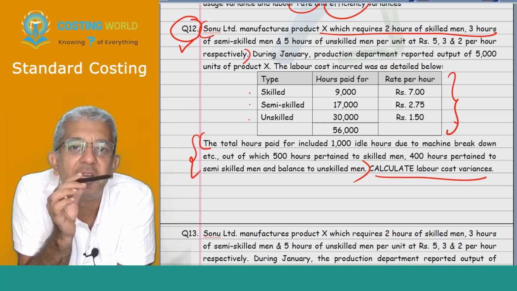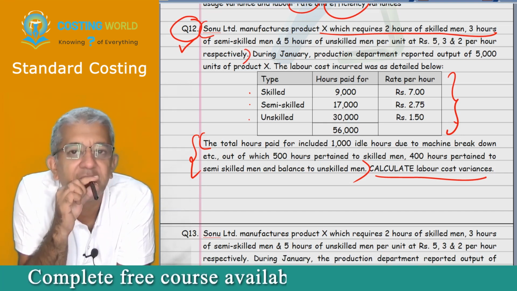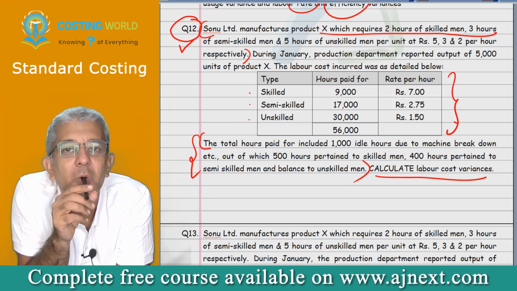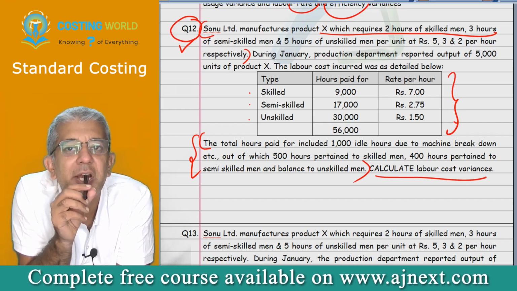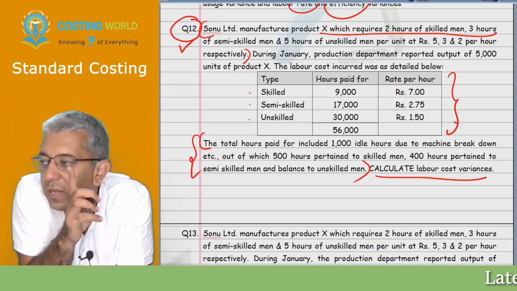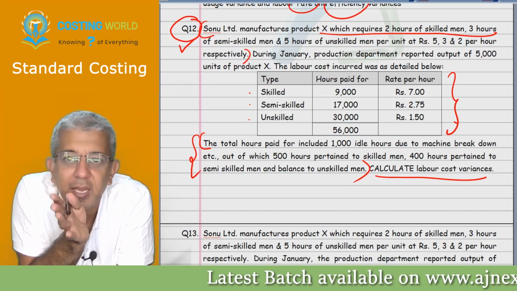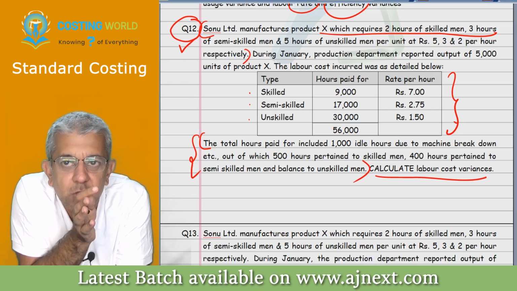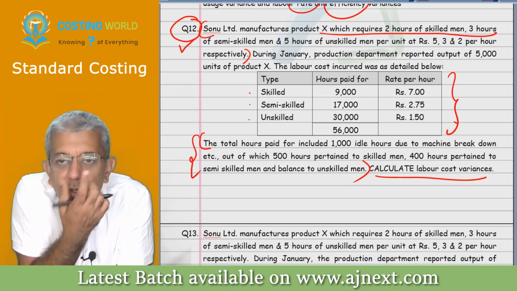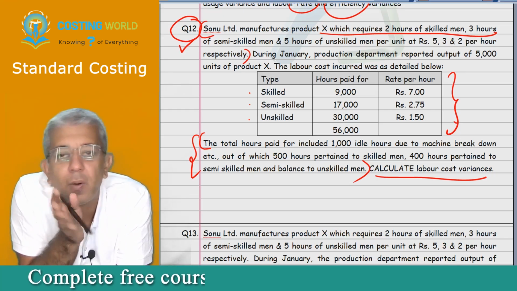Please run your Intel processors of your mind slightly faster. The first two lines of the question give the standard data for how many units of X for 1 unit, yes? But in reality, workers have produced how much? 5,000. So the revised standard will be made for 5,000. Now I leave that to you.